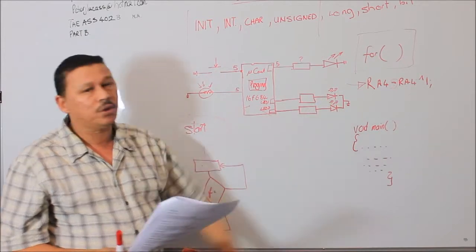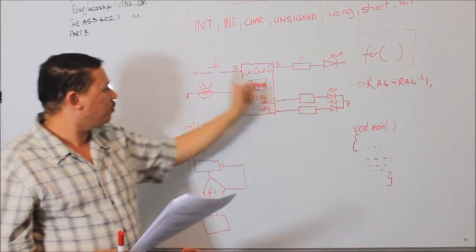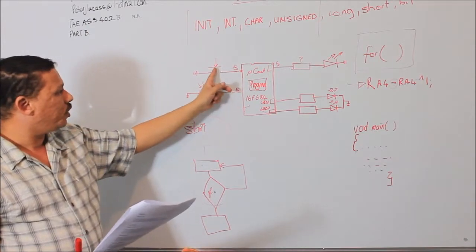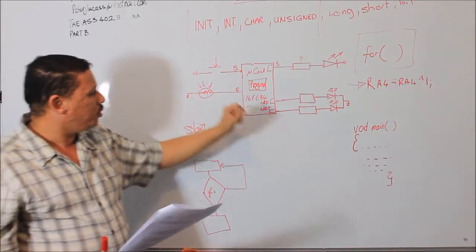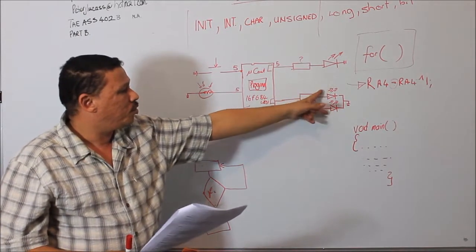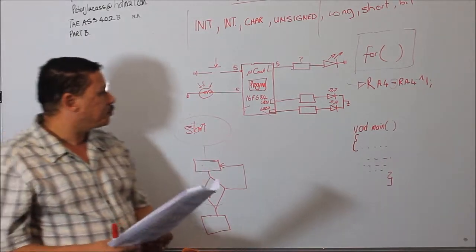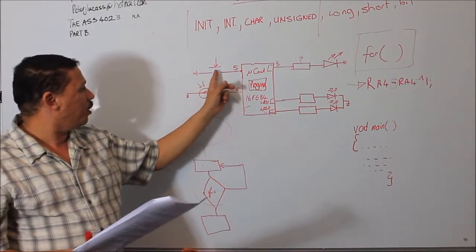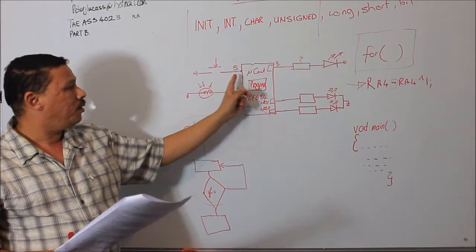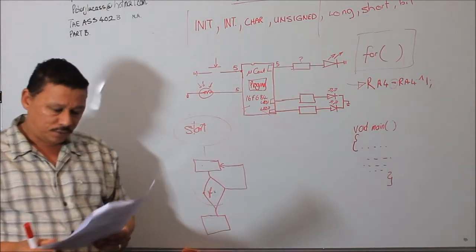That first one will be off, this one will be on. As soon as the state of the switch is open or changes, the state of these two LEDs will be changing continuously. So we have to make an if and else program to run this code.